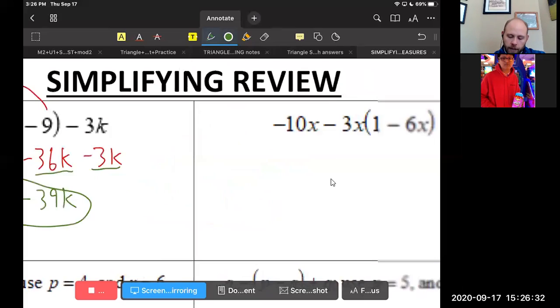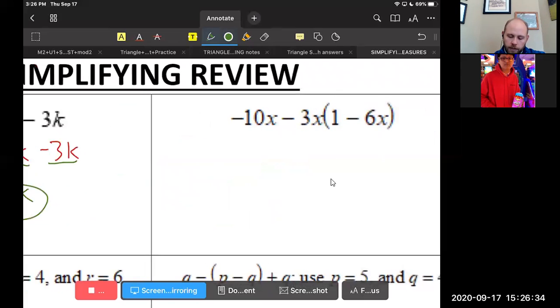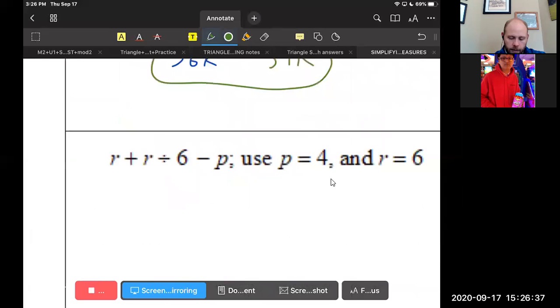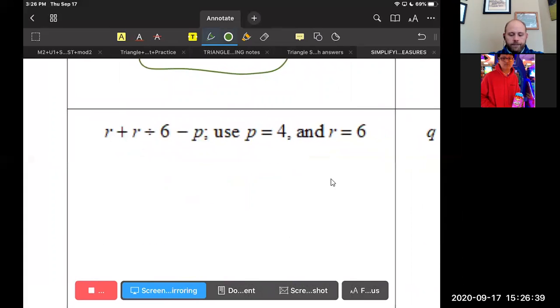So this one over here is pretty much the same, but I'll let you guys do that. This one is more simplifying. We just have to plug in numbers first. So you're going to use PEMDAS. But before you do, we have all these variables. You can't do anything when there's a lot of variables there.